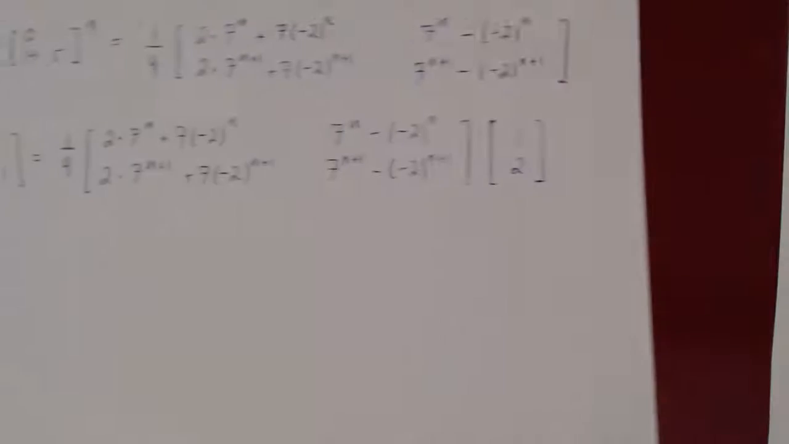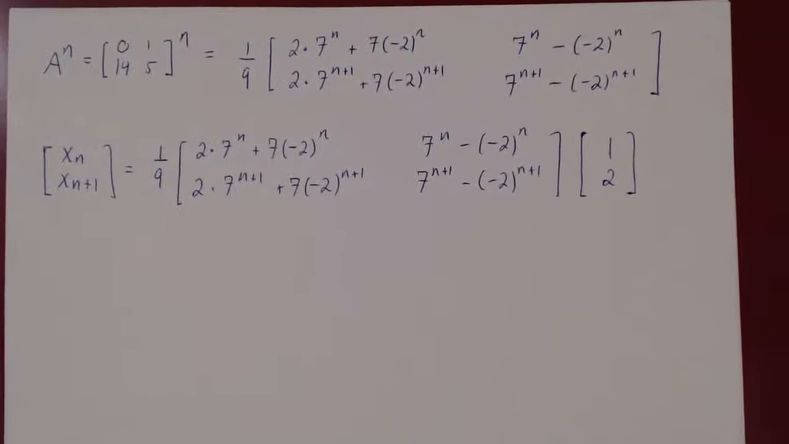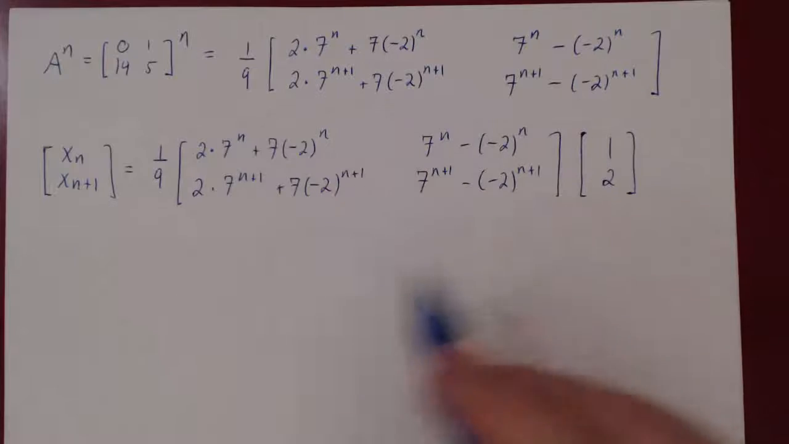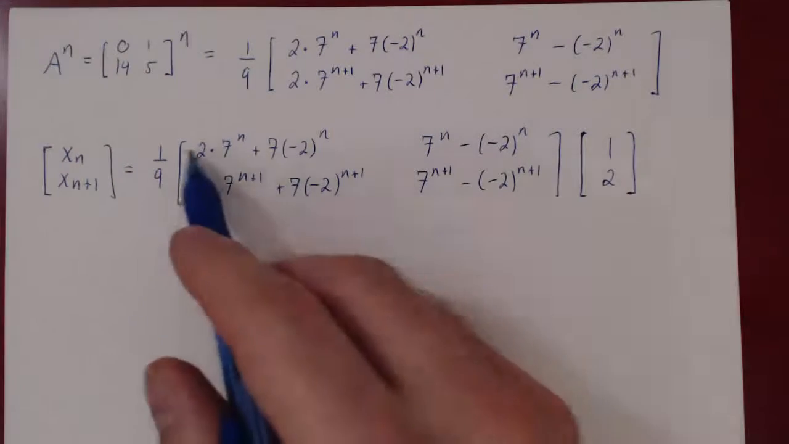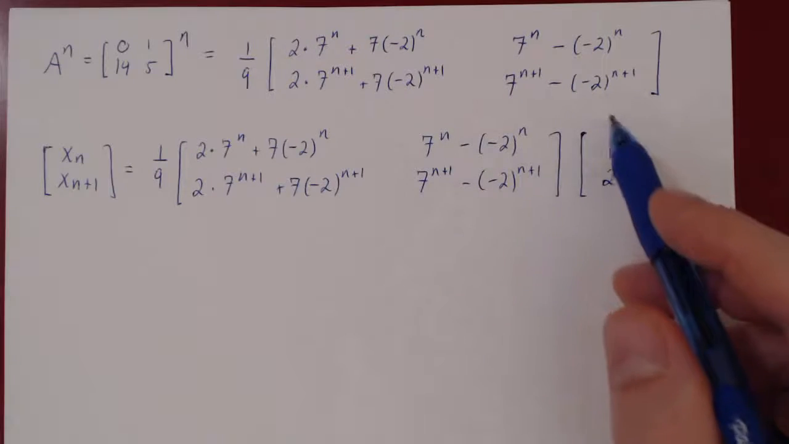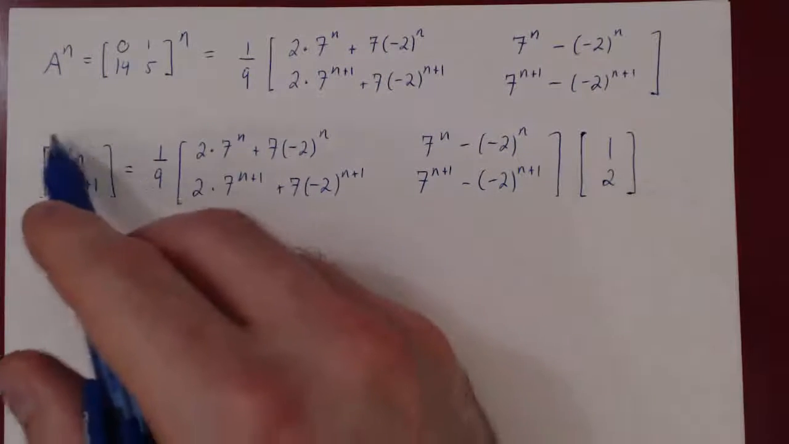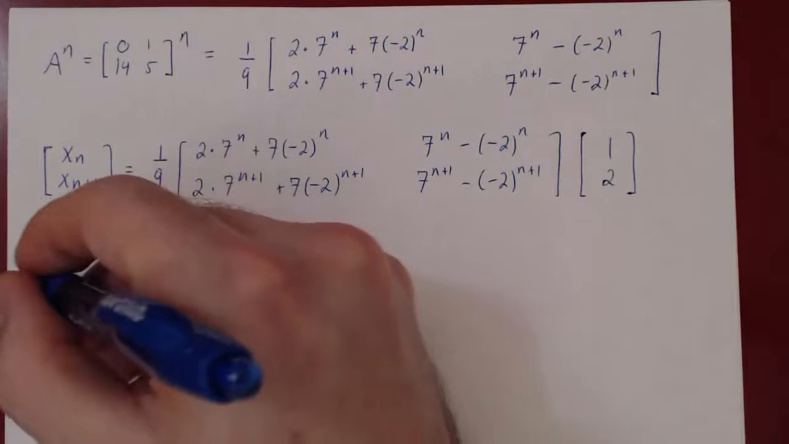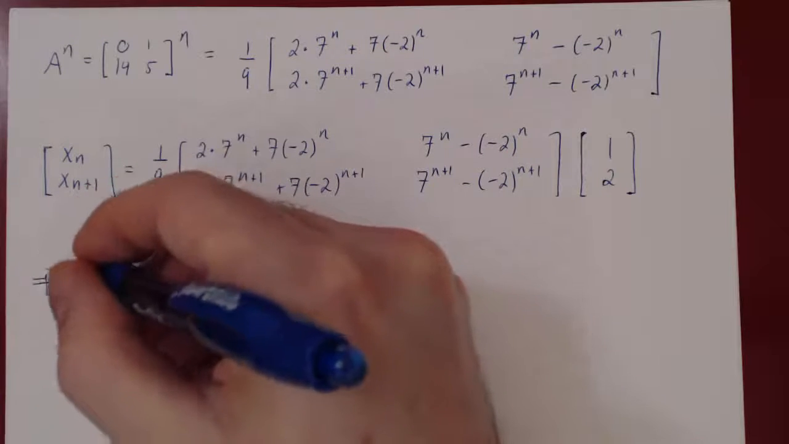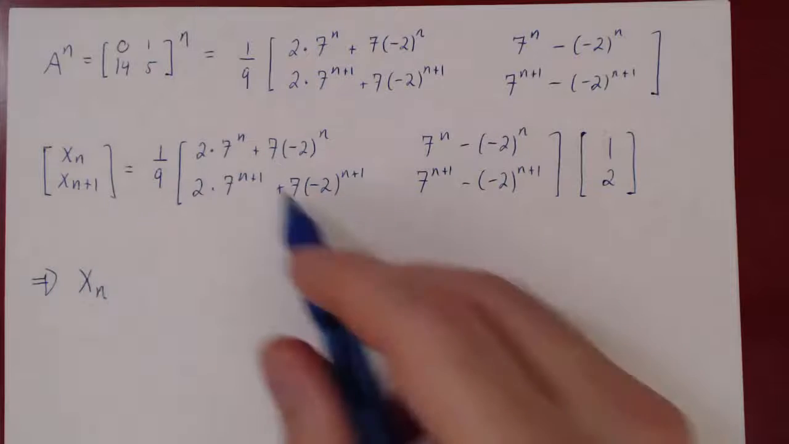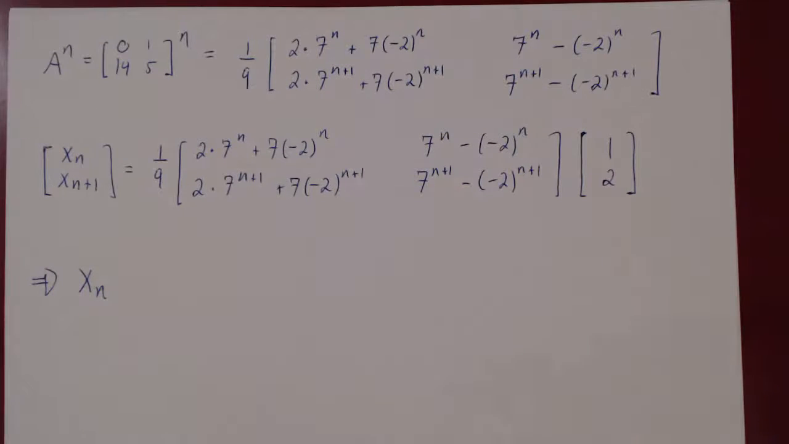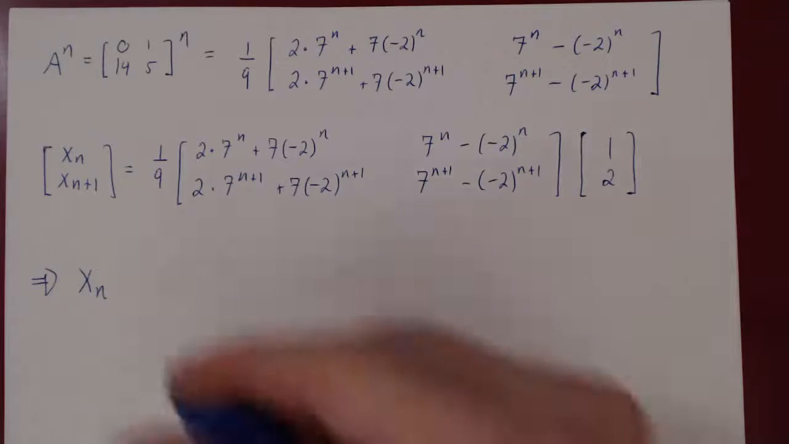And here, you don't have to multiply the whole thing, because all you care about is the xn value. So all you have to do is do the first row times the column, and you will get the value of xn. And you will have now a formula for the nth term of the sequence as a function of n, independently of the previous terms of the sequence.